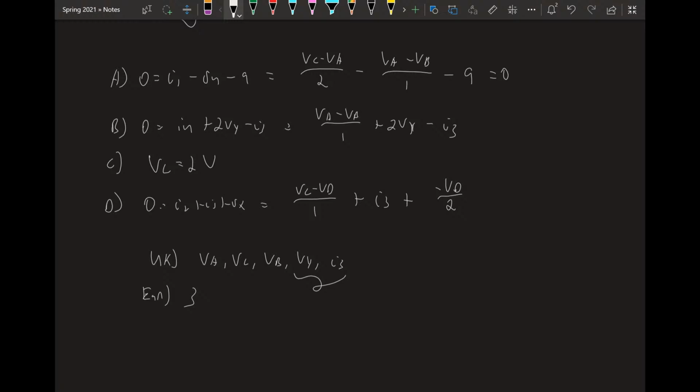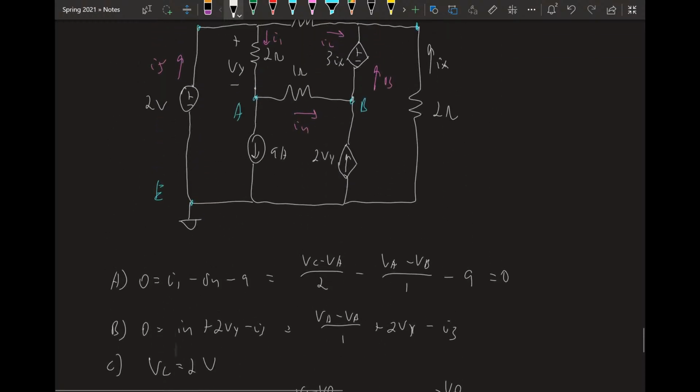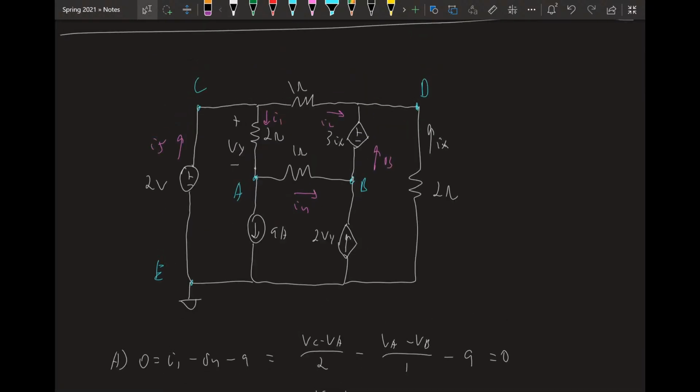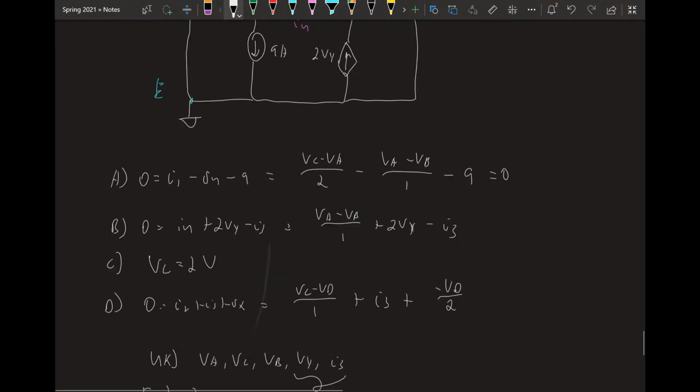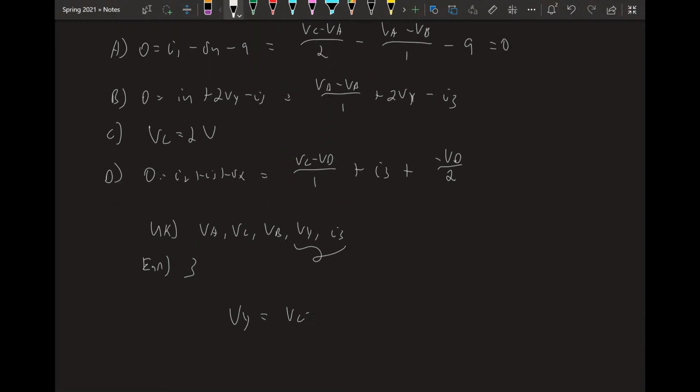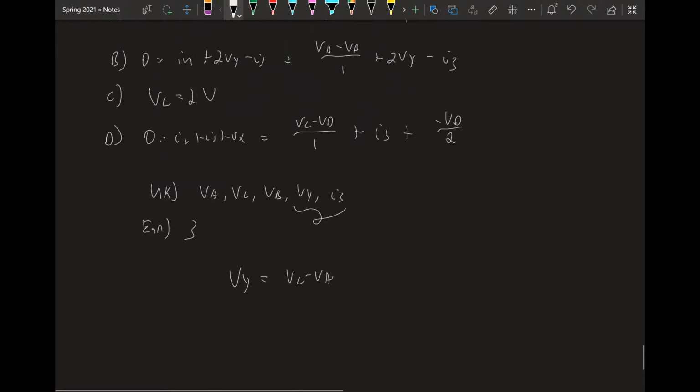Let's start with VY. How can we write VY in terms of node voltages? Let's look at node VY. What is VY? VY is VC on one end and VA at the other. So VY is VC minus VA. Does that make sense? So if we substitute that in for VY, VC equals 2 volts, correct? Oh yeah, you're right. So this is 2 minus VA.